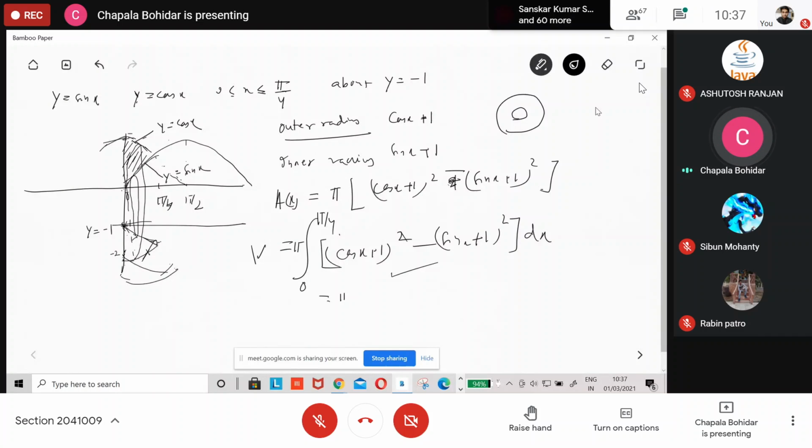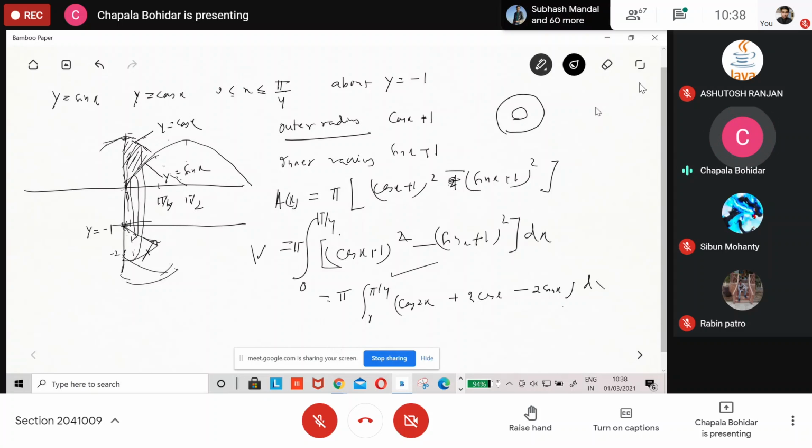It is pi, integration 0 to pi by 4. It is cos square minus sin square, I can write it as cos 2x. Then the 1 minus 1 cancels out. Then it is plus 2 cos x minus 2 sin x, dx.